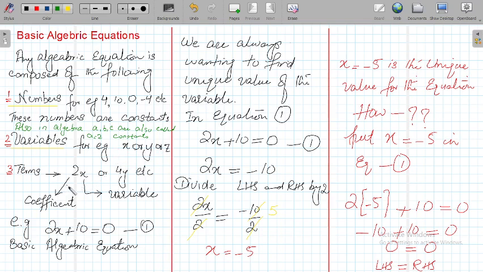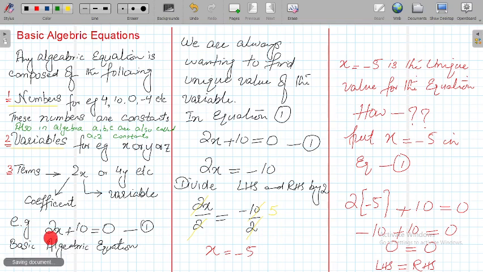Then in an algebraic equation, you will have terms, like 2x or 4y. In these terms, the first numerical value is always termed the coefficient, and x is called the variable. It can be 2x, 4y, or minus 5y. In minus 5y, minus 5 is called the coefficient, and y is the variable.